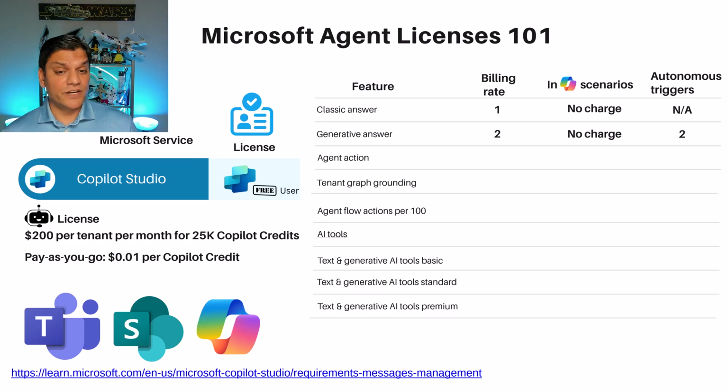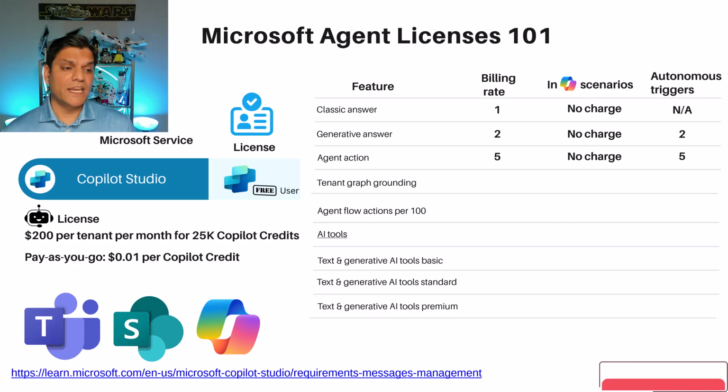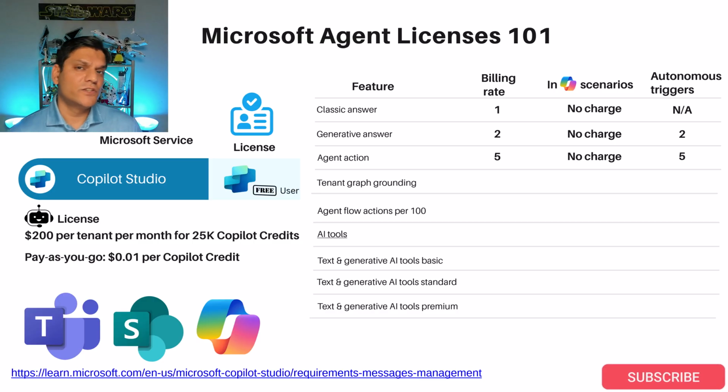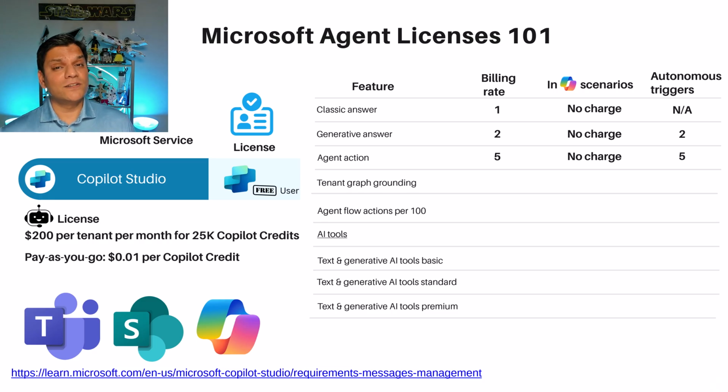But the second one, for the generative answers, the billing rate is 2 credits if you are using a separate Microsoft Copilot Studio license. But again, if you're coming from the Microsoft 365 Copilot license, then there is no charge over here. But for an autonomous agent, this will also consume 2 credits. For the agent action, the credit consumption is 5. For the autonomous triggers, it's also 5. Again, if you're coming from a custom Copilot Studio agent using that license. However, if your license is from a Microsoft 365 Copilot, again, no charge over there.